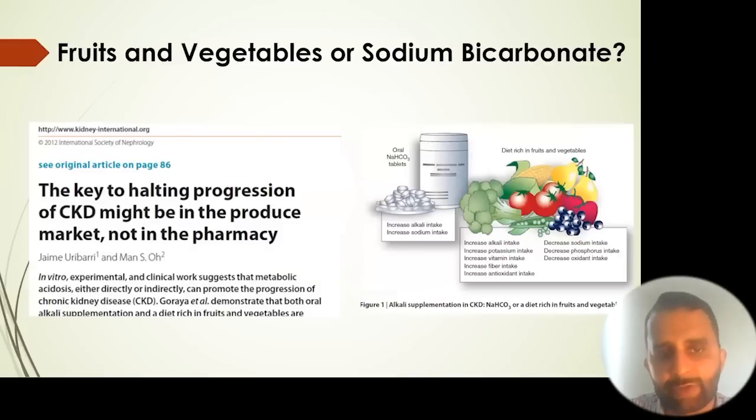After some of these studies were published, an editorial was written that the key to halting the progression of kidney disease might be in the produce market and not in the pharmacy. They compare and contrast the pros and cons of each. As you can see here, the pills have really one benefit, which is increasing the alkali intake, but they also carry a sodium load. But if you just eat natural alkali in the form of fruits and vegetables, you get all these other benefits without that added sodium load. So this got people thinking that maybe we should reconsider how we treat this issue.